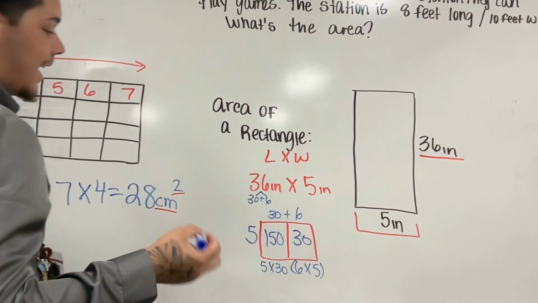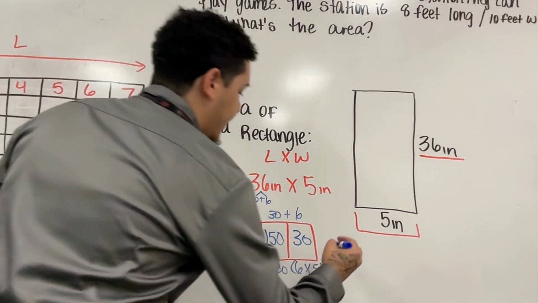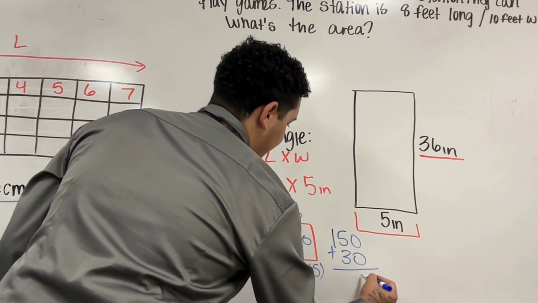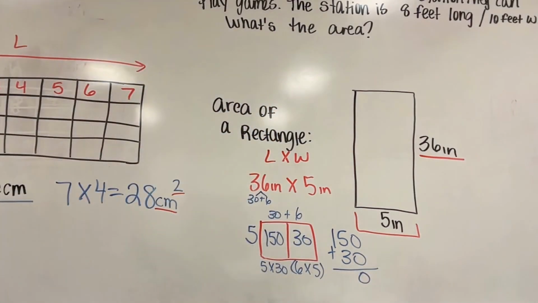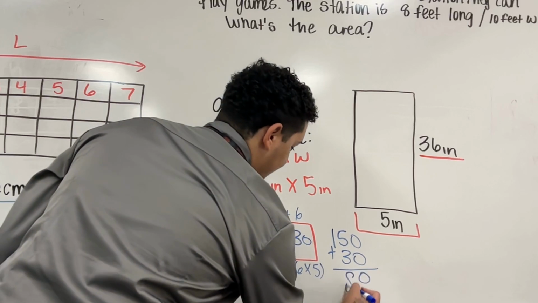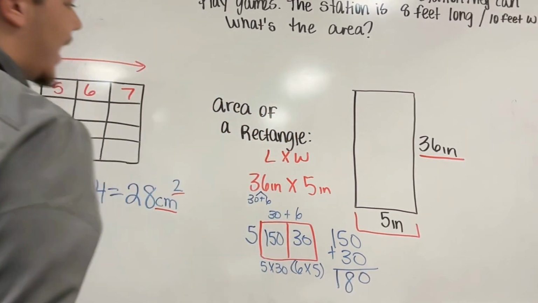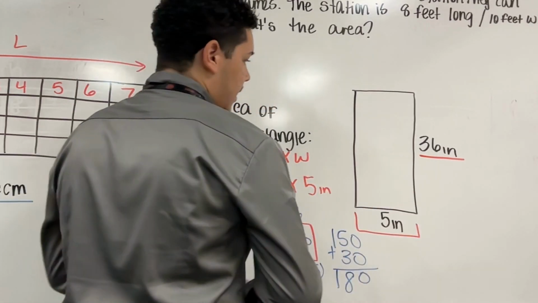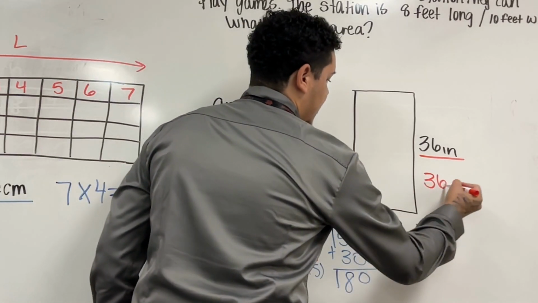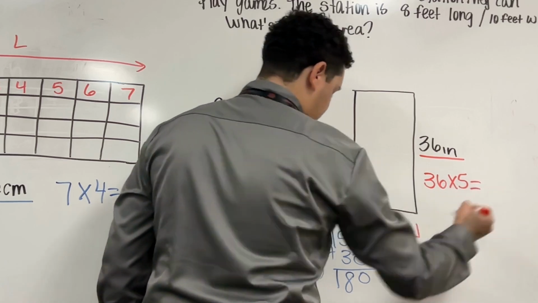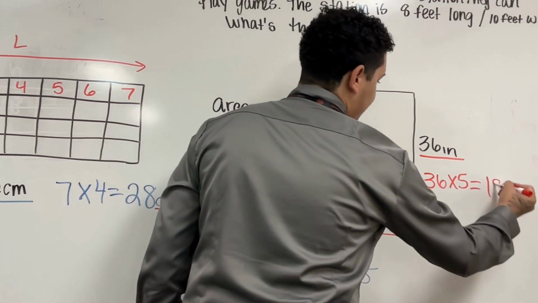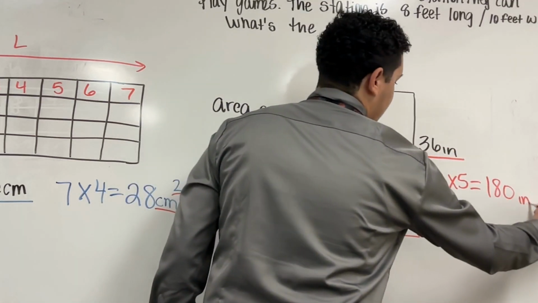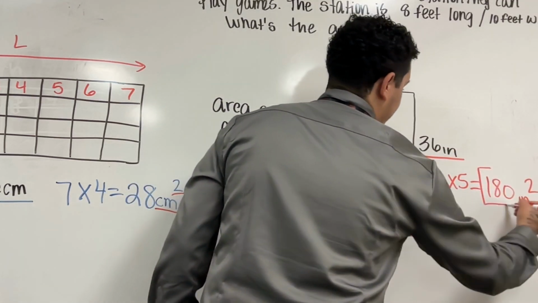So now I'm going to do my last step, which is to add 150 plus 30. All right, 0 plus 0 is 0. And 5 plus 3 is 8. Bring down that 1. I know my answer in this case would be 36 times 5 is equal to 180 what? Inches squared. So this will be my answer here.